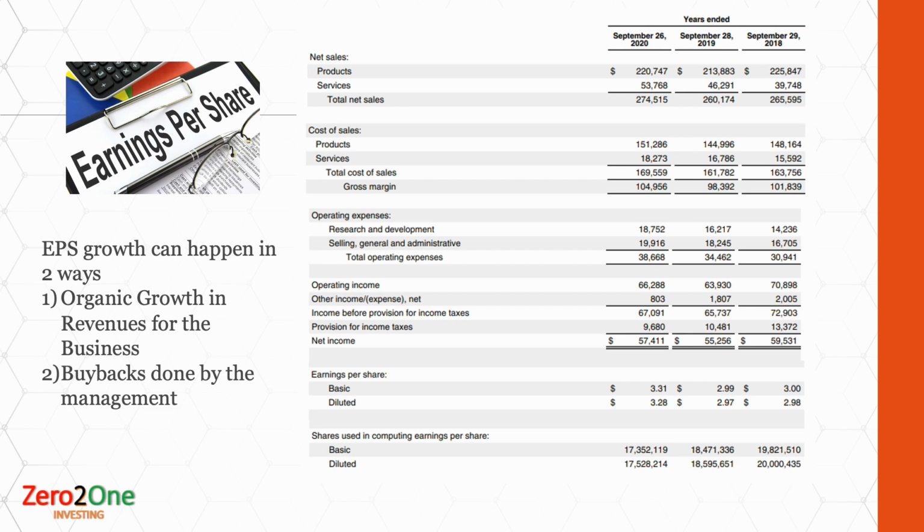So the best way is that if the company is able to generate more and more revenues year on year, and there is a high demand for the products the company is selling, that's more of an organic growth in revenue for a business. And that's how, if the net income is increasing, your EPS will increase year on year.